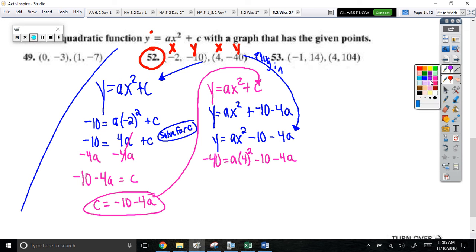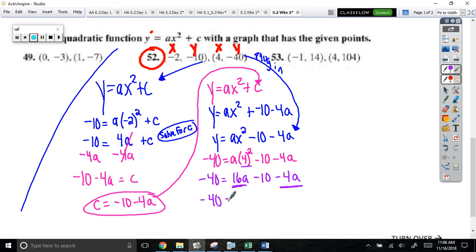Order of operations says to do our exponents first. So we're going to get 16a minus 10 minus 4a. Combine your like terms. 16 minus 4 equals 12a. And then we just need to solve for a. So we're going to add 10 to both sides and divide by 12. And this will get us a decimal or a fraction. You can either leave it negative 5/2 or we can make it just negative 2.5.